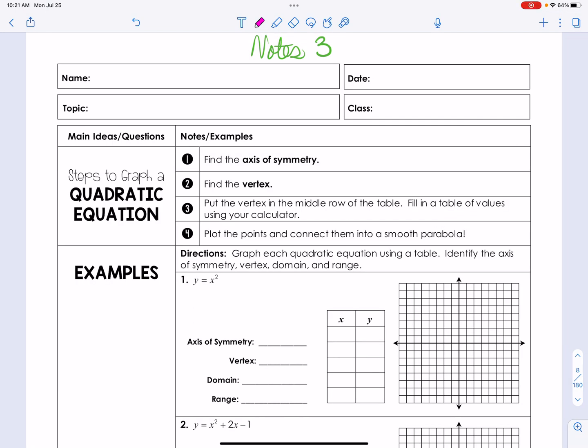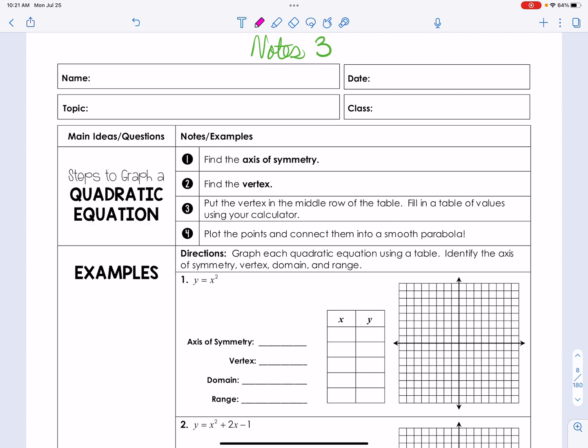All right, so this is page 3. Now we're going to actually do official graphs of these. And I'm going to teach you a trick that will make this easier. So we're going to do what we've been doing. We're going to find the axis of symmetry. We're going to find the vertex. And then we're going to fill in the values. It says use your calculator, but they're going to be easy numbers. And then you're going to find the domain and the range.